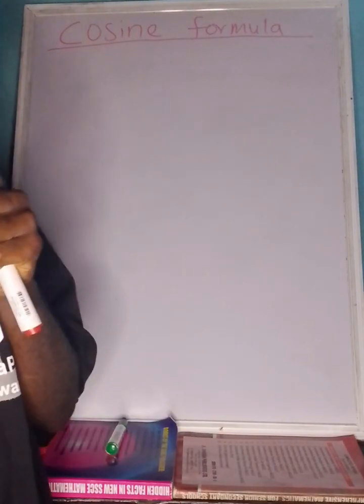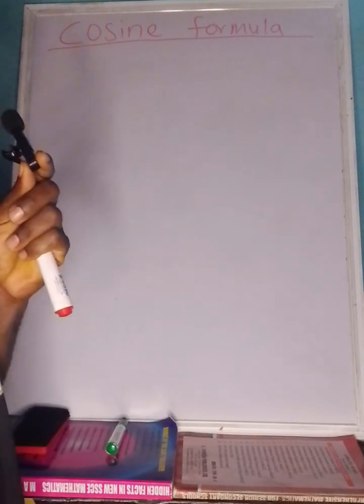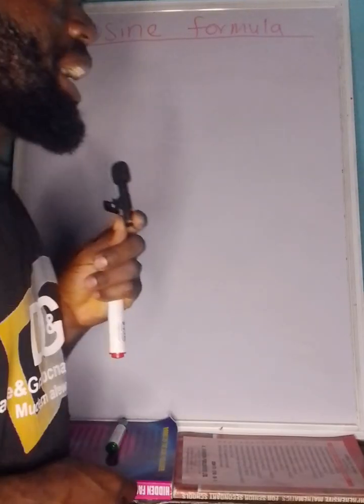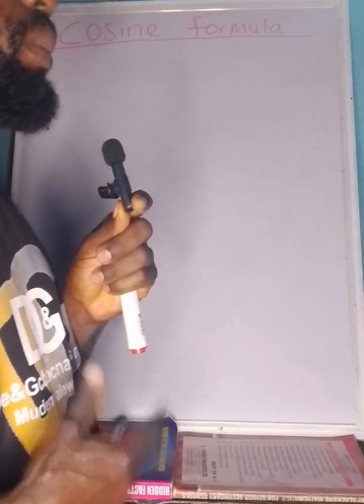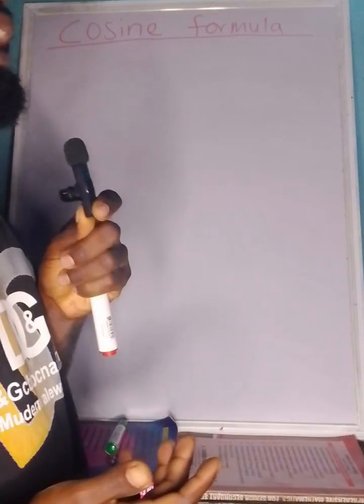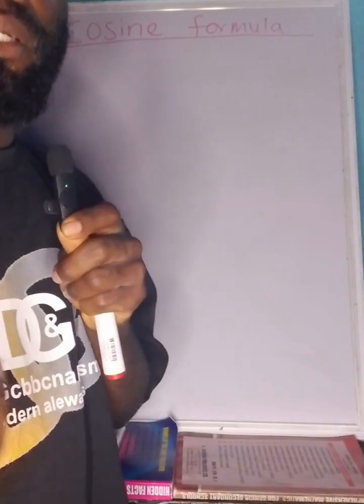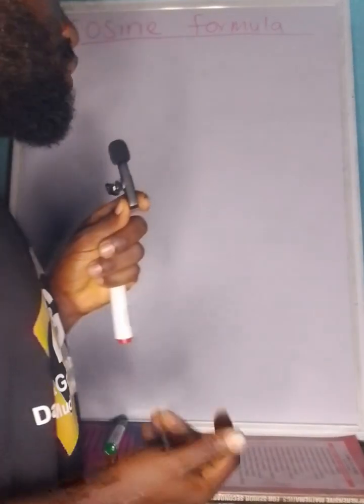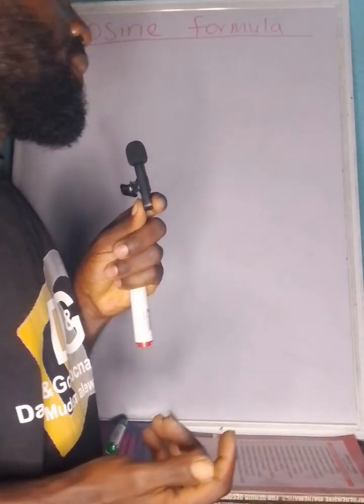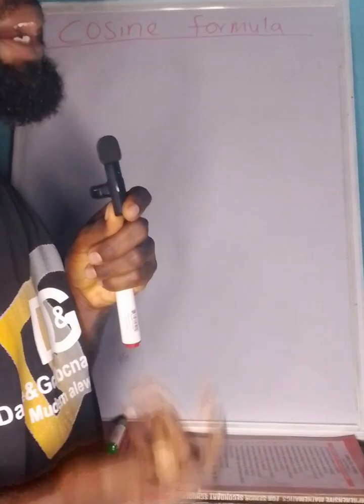We are looking at cosine's formula today. Our focus today is on cosine's formula. If you remember, we had something on sine's formula the other day, and during that lesson, I mentioned that trigonometry as a topic or as a branch of mathematics has a lot to do with triangles, and not just right angle triangles that we have. We also have other types of triangles.